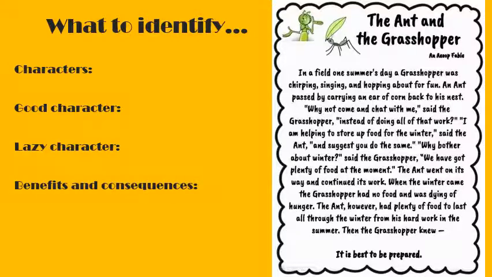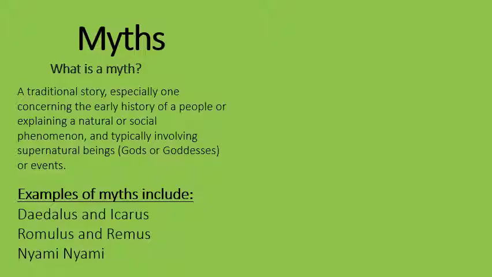Then we're going to look for the benefits and consequences of learning this moral. This is all about being prepared, and we learn this by making sure we have food for the winter by preparing in summer. And the moral lesson is exactly what we end with. It is best to be prepared.